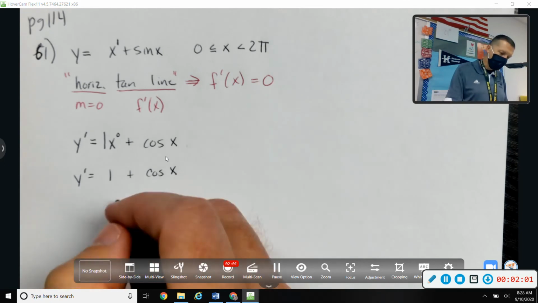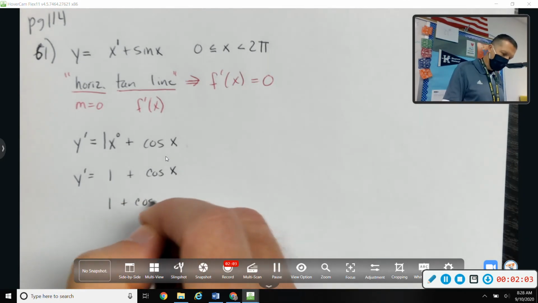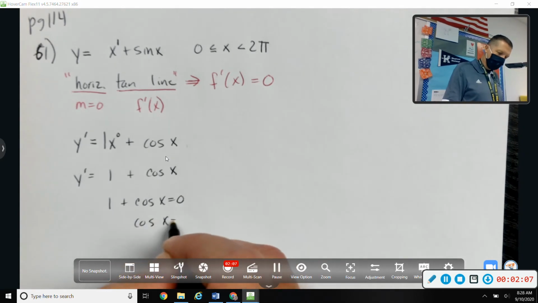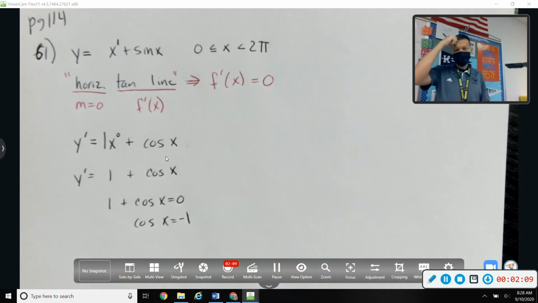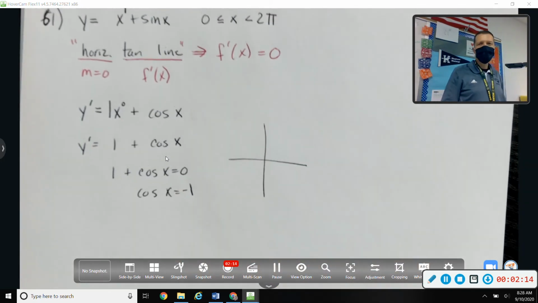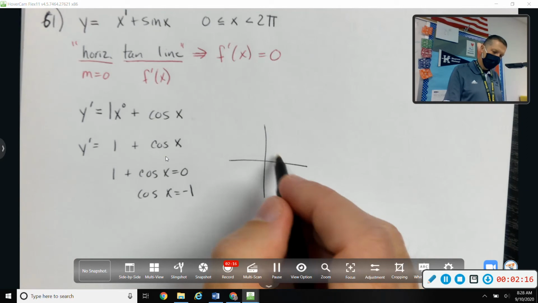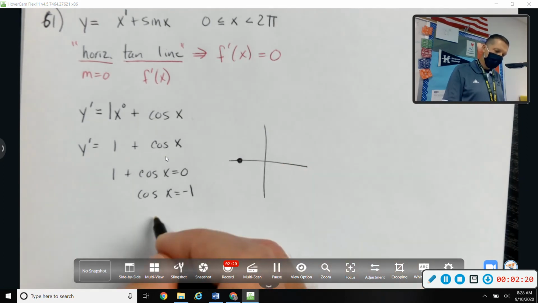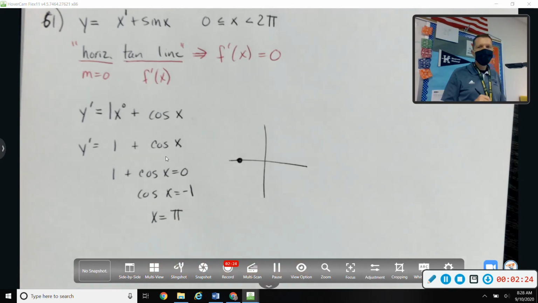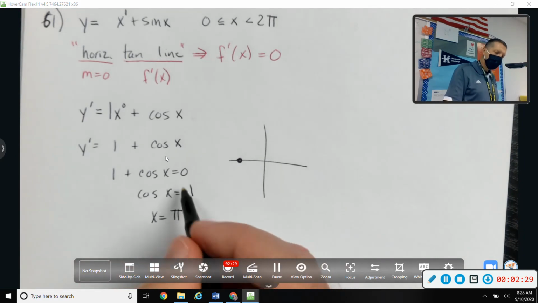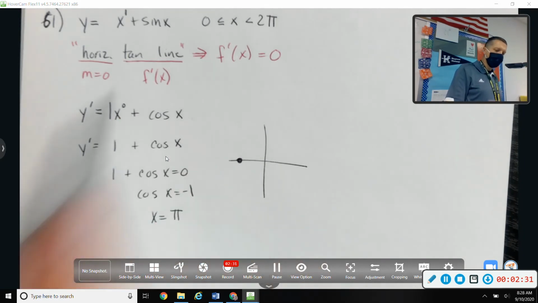And we want to know where that is equal to 0. So cosine of x equals -1. Oh, that's a unit circle problem now. Let's see. Cosine is the x-coordinate. So the x-coordinate's -1 over here. So that would be at x equals pi. It would be a spot that makes the cosine -1. That makes the derivative 0, which means it has a horizontal tangent line.